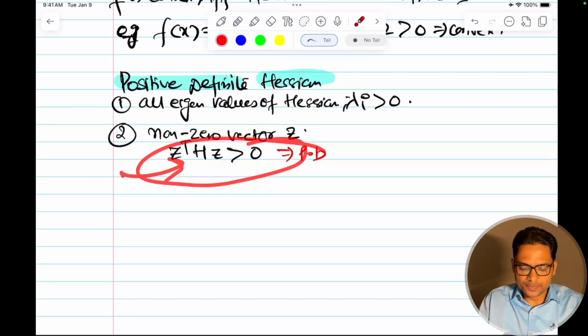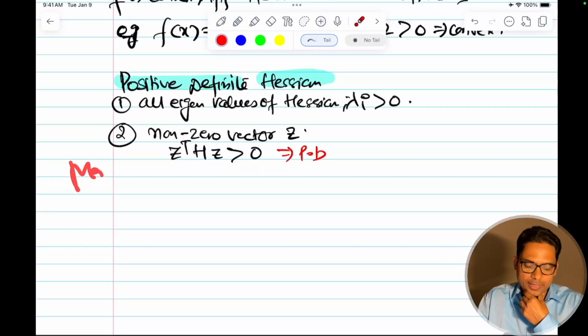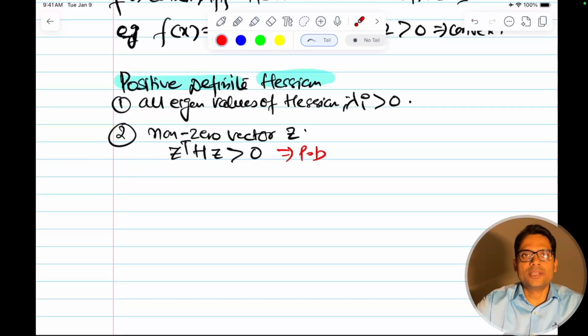These are coming from, if you want to revise, you can go and revise all the matrix calculus that we have done. What does it mean? Okay, this is positive definite. I'll put the link of that video in the description. Okay, if it is.